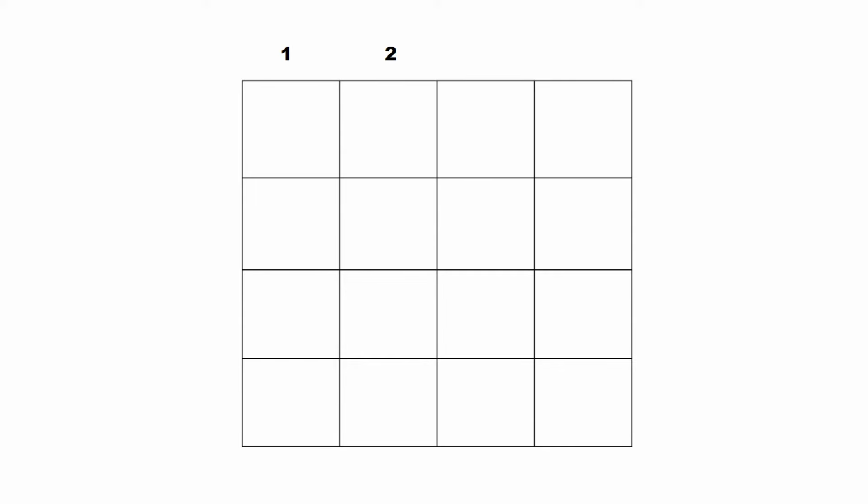4 cross 4 chessboard. So these are the column numbers 1, 2, 3, 4, and row numbers 1, 2, 3, 4. So this is a 4 cross 4 chessboard. We will try to place 4 queens on this 4 cross 4 chessboard.